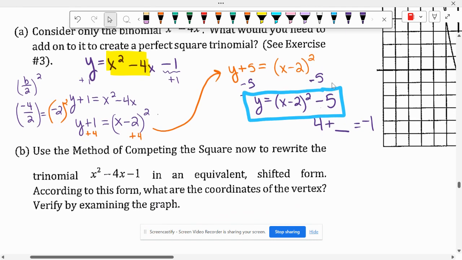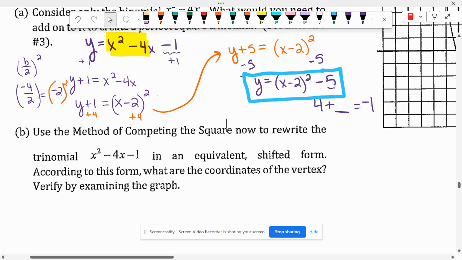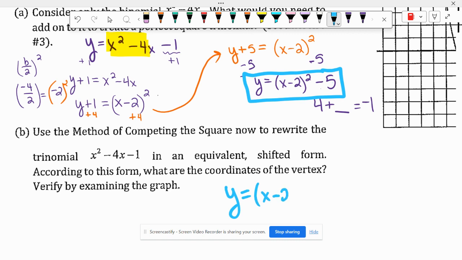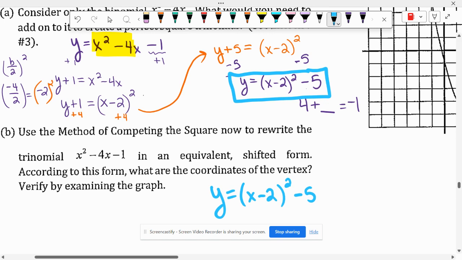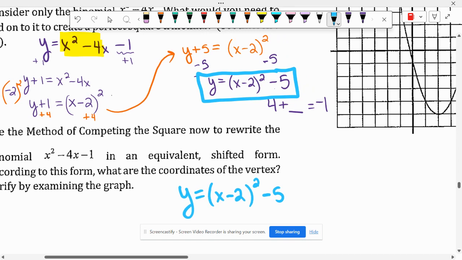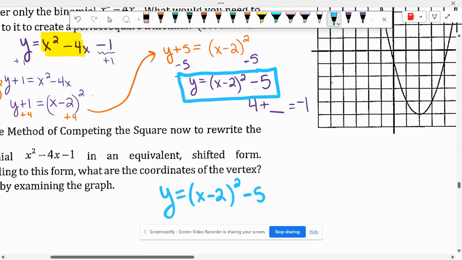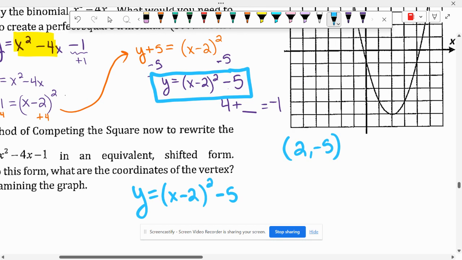It says using the method of completing the square, now write the trinomial in the equivalent shifted form. Well, we've already done that. That's already written up there for us. Y equals x minus 2, the quantity squared, minus 5. That's exactly what we did. And now we're going to graph it. We're going to check and see if our graphs match. Well, what's the vertex? 2, -5. My leading coefficient is 1, so from 2, -5, over 1, up 1, over 2, up 1, 2, 3, 4. Look at that. So you just wrote the equation for that graph.